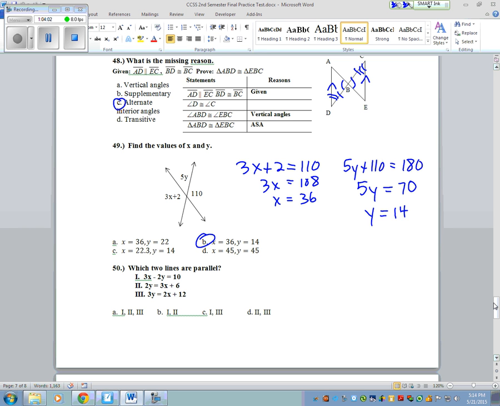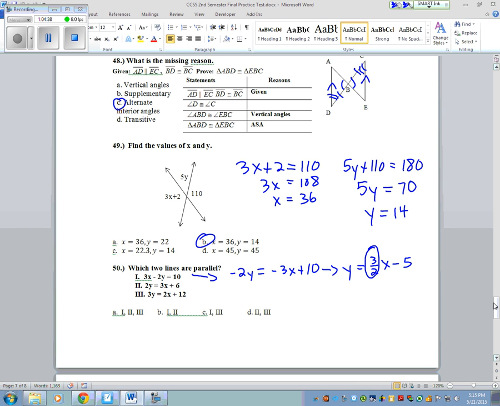All right, 50, it says, which two lines are parallel? So you have 3x minus 2y. So we have to check slopes on each of these. If I take this one right here and solve it for y, I have negative 2y equals negative 3x plus 10. I'm subtracting the 3x over to the other side. And then if I divide each side by negative 2, I have y equals positive 3 over 2x minus 5. So my slope for this one is 3 over 2. And I get that by solving that equation for y.